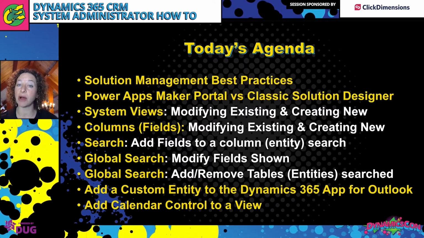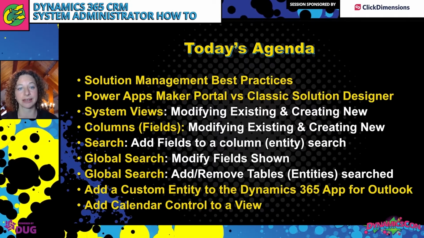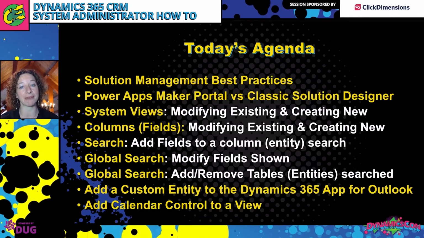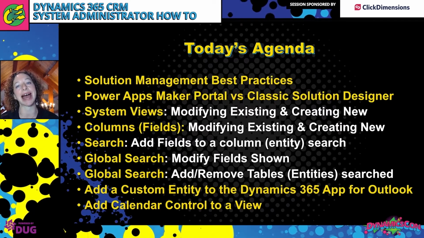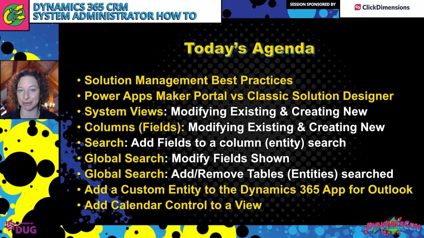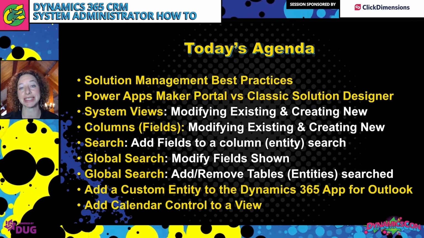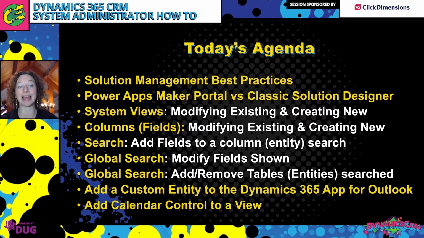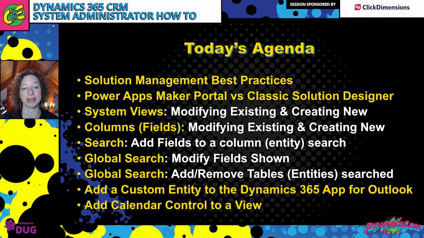So search, how do you add fields or columns to a search? We'll go through that. And then we're going to move on to global search. We're going to talk about two things, how to modify the fields that are shown to you within global search and how to add or remove entities or tables to your search. Then we're going to walk through how to add a custom entity in your Dynamics 365 app for Outlook. And finally, we're going to wrap up with how to add a calendar control to a view.